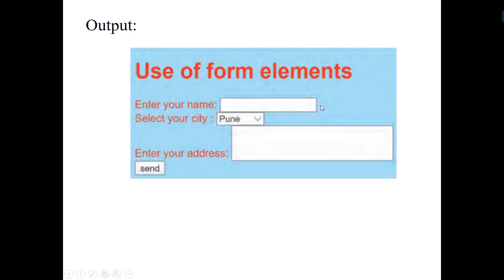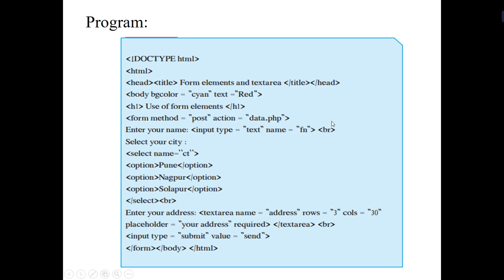and print the data on the new line. Here you can see, enter your name, then there is a text box, and the next entry is done on the next line, that is, select your cities down, not in a straight line. So we have used the BR tag. The BR tag is a singular tag; there is no closing of this BR tag.